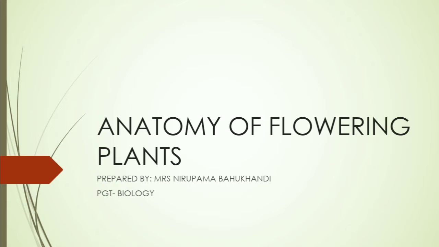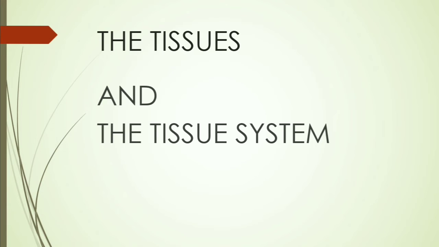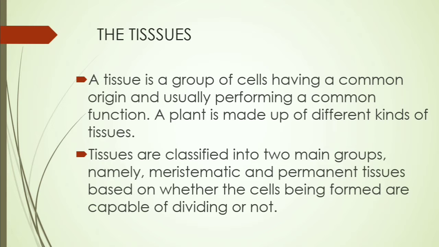Today we will be discussing Lesson 6, Class 11 Biology NCERT, Anatomy of Flowering Plants. The topic of discussion for today is the tissues and the tissue system. The tissues. A tissue is a group of cells having a common origin and usually performing a common function. A plant is made up of different kinds of tissues.